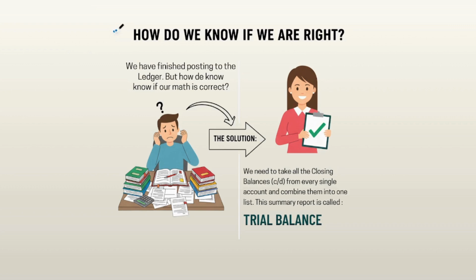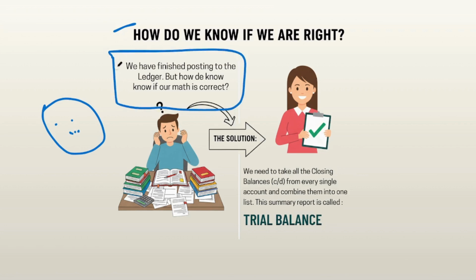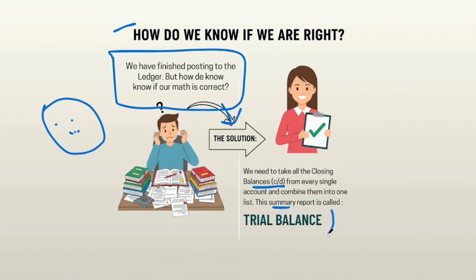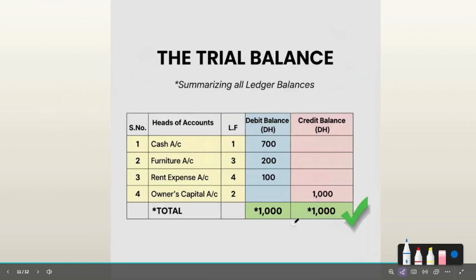So, we have done a lot of work. We moved numbers, we added, we subtracted, but we're humans. Humans make mistakes. How do we know we didn't accidentally write 100 instead of 1,000? How do we know our math is correct? We need a summary. We need to take the final balance brought down from every single account we just touched and list them on one sheet of paper. This report is called the trial balance. This is the moment of truth, the trial balance.